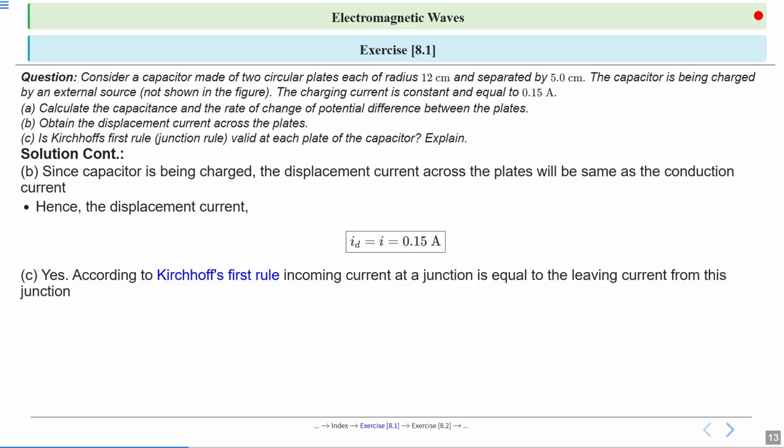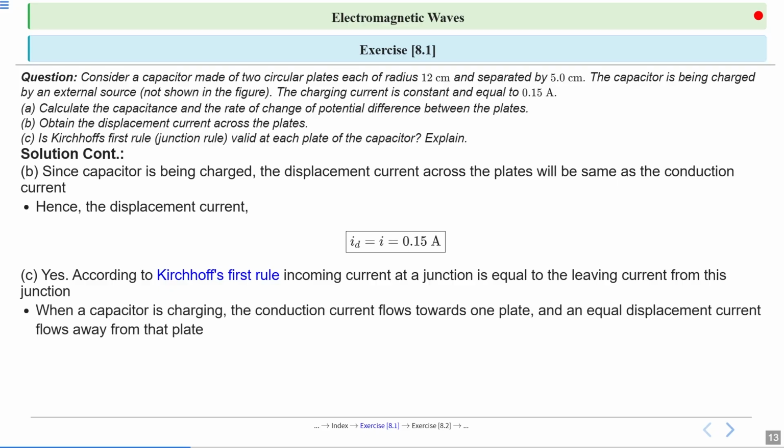Now C part. According to Kirchhoff's first rule, incoming current at a junction is equal to the leaving current from this junction. This is the first rule statement, the junction rule statement, that the total current entering a particular junction must be equal to the total current leaving that junction. This is Kirchhoff's first rule, or junction rule.